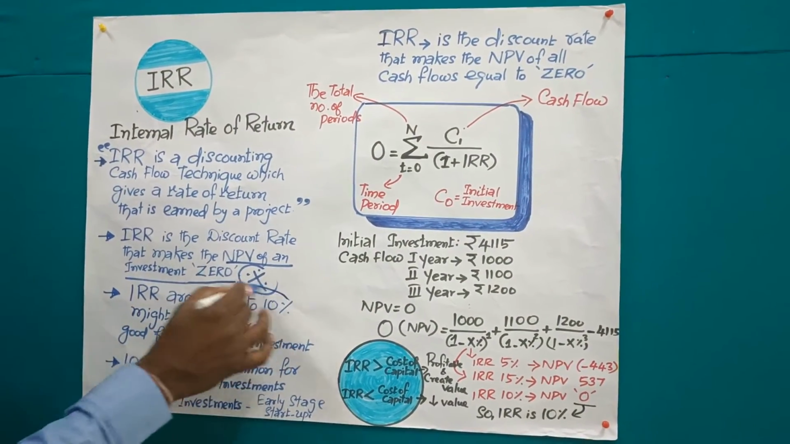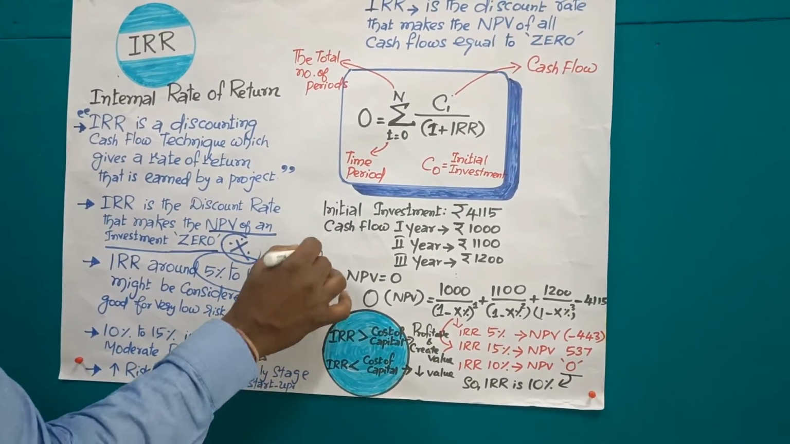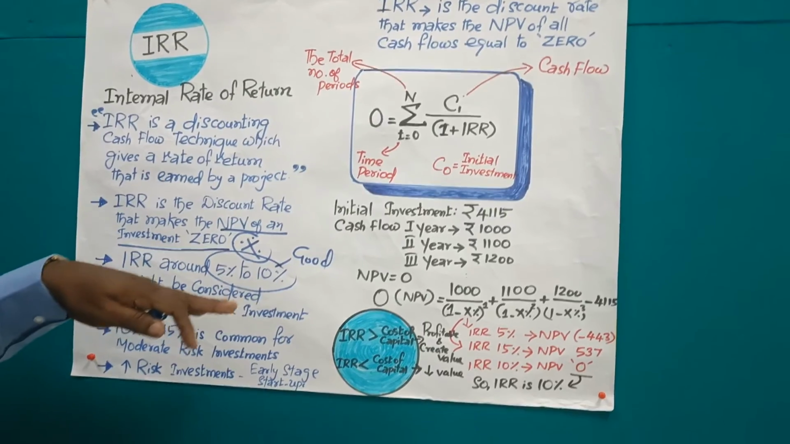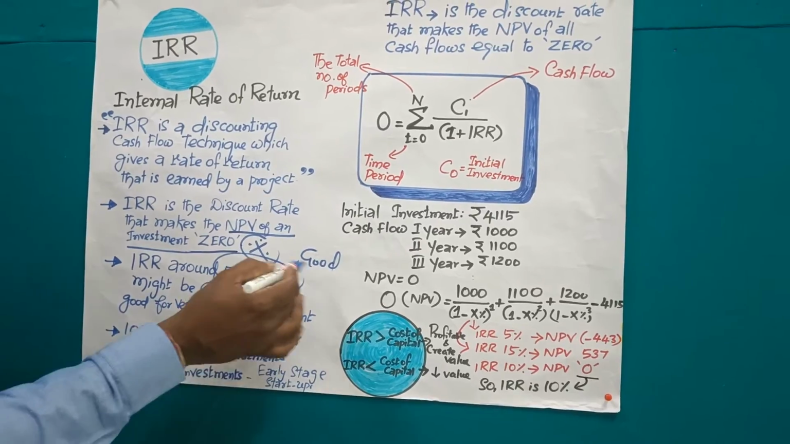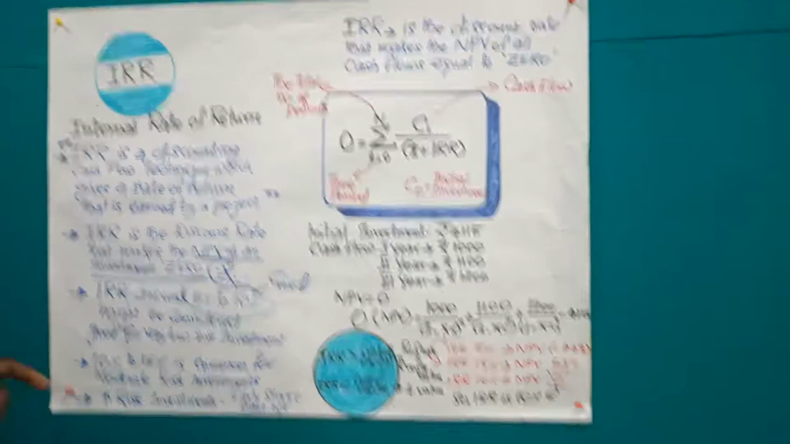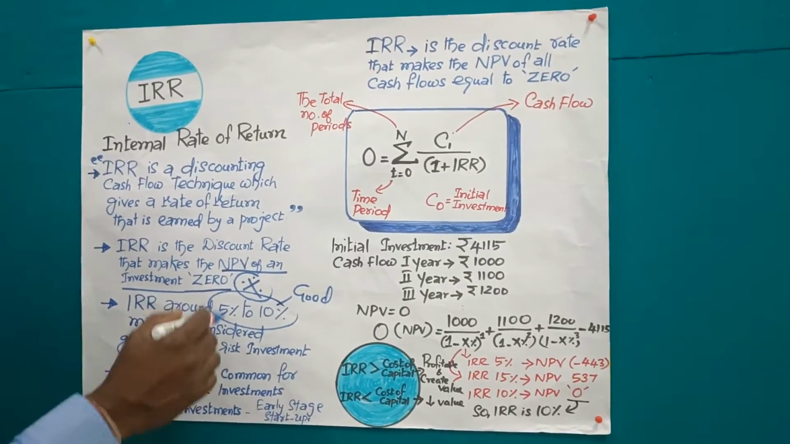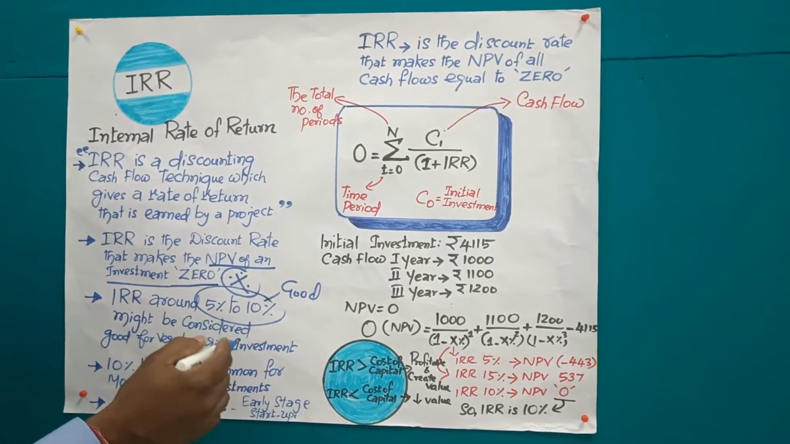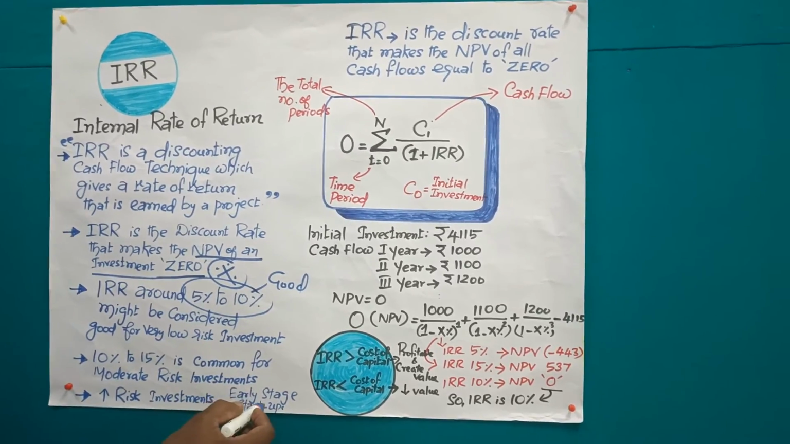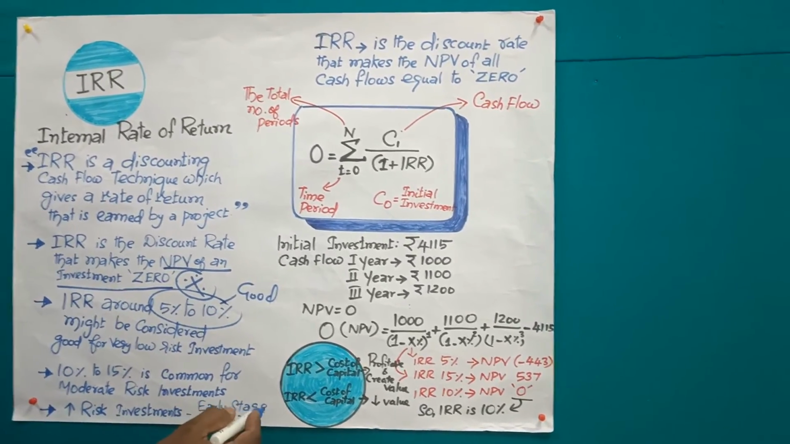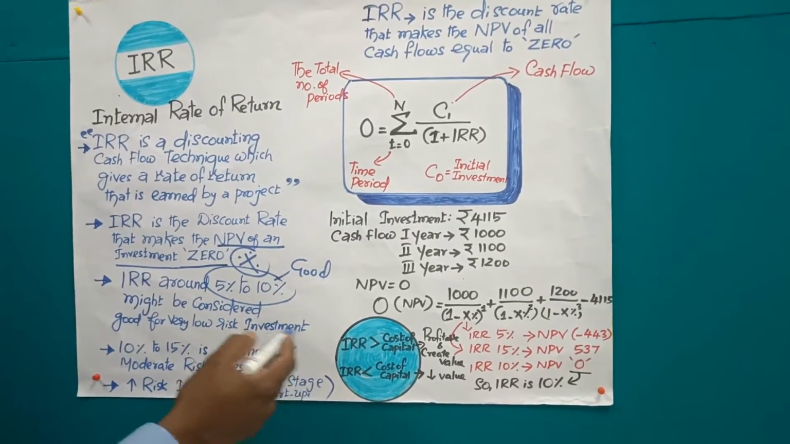Say for example, if you get 5 to 10%, it should be a good investment opportunity, and it's good for a very low risk investment category. Suppose some investments are giving more than 10 to 15%, it's common for moderate risk investments. And if the return is very low, those investments are said to be high risk investments. For example, startups in the early stage may not be in a position to generate more profit, so they may show more risk.